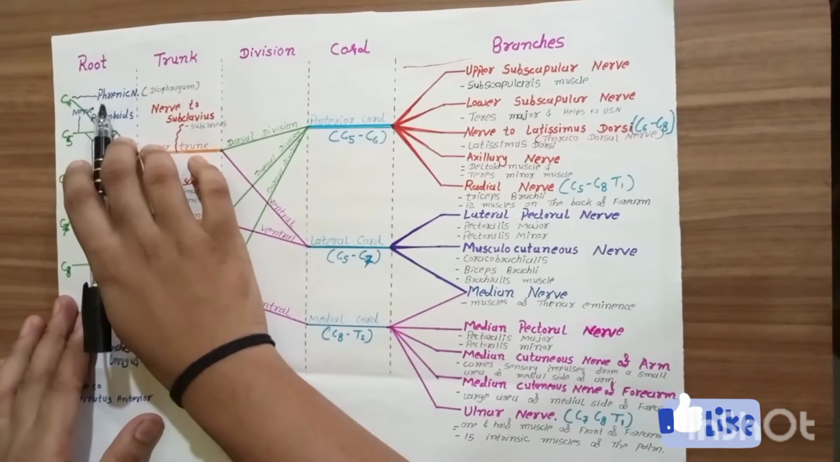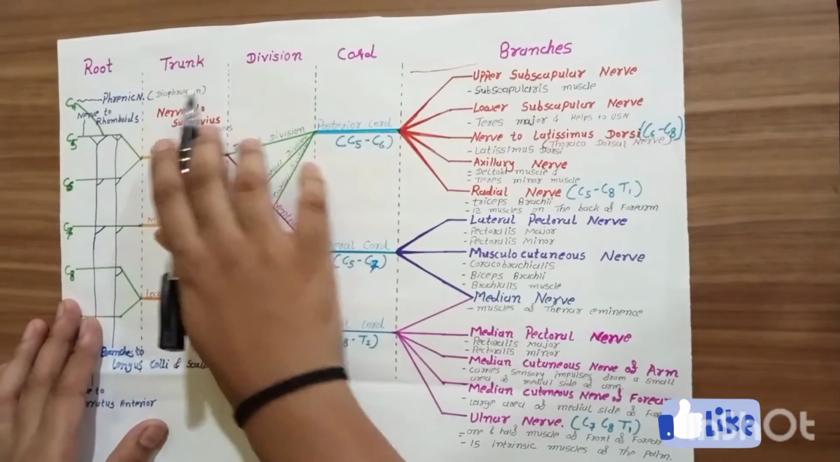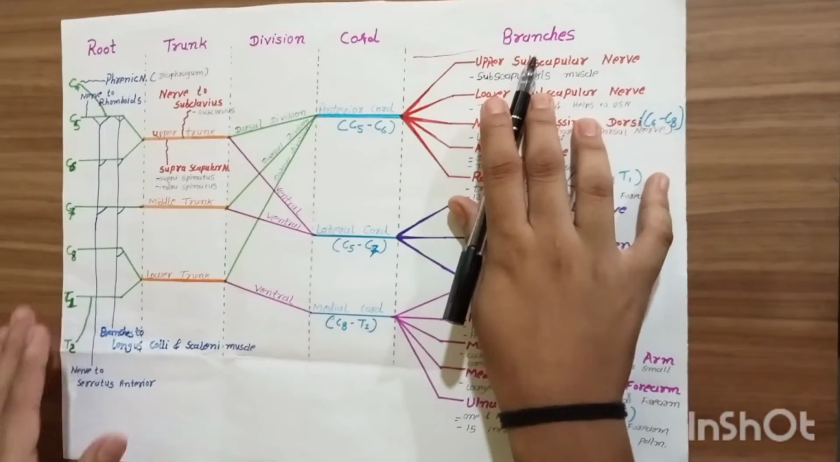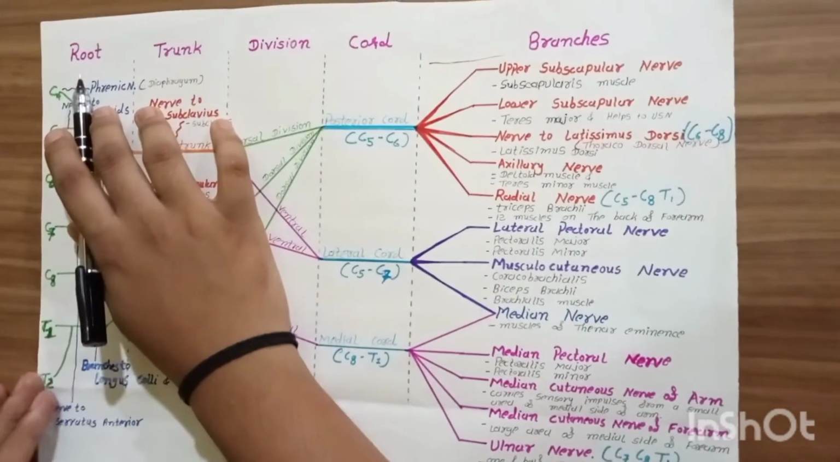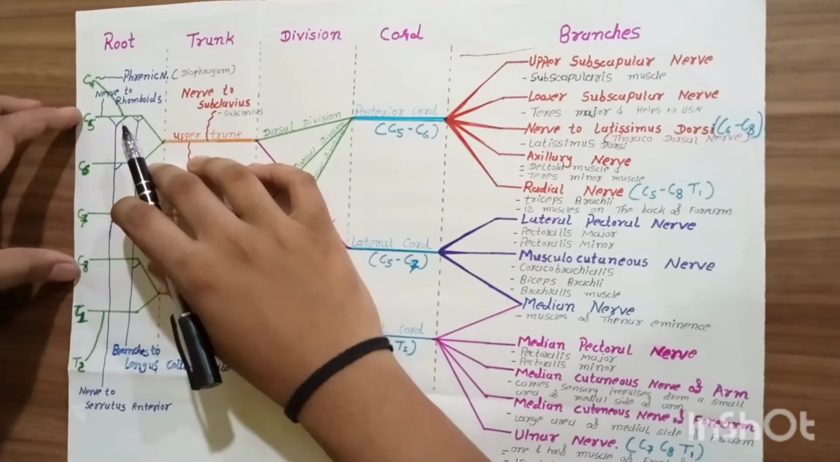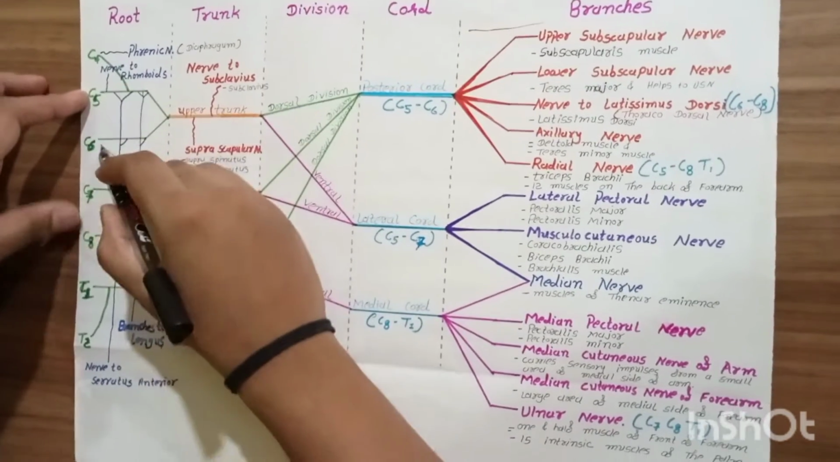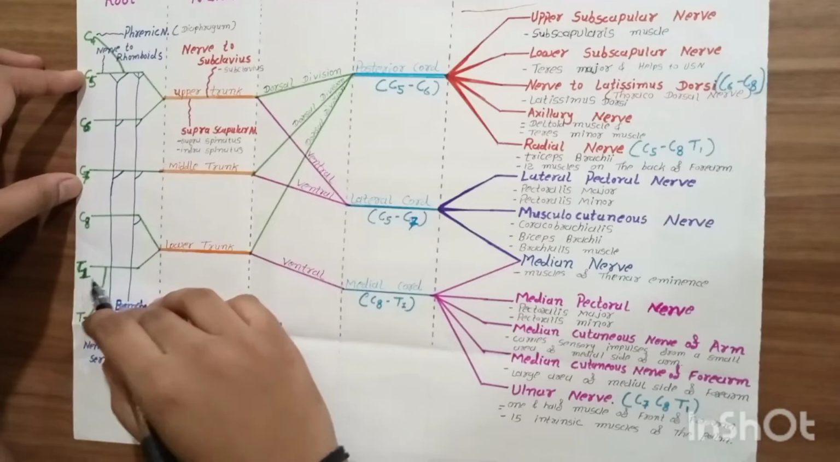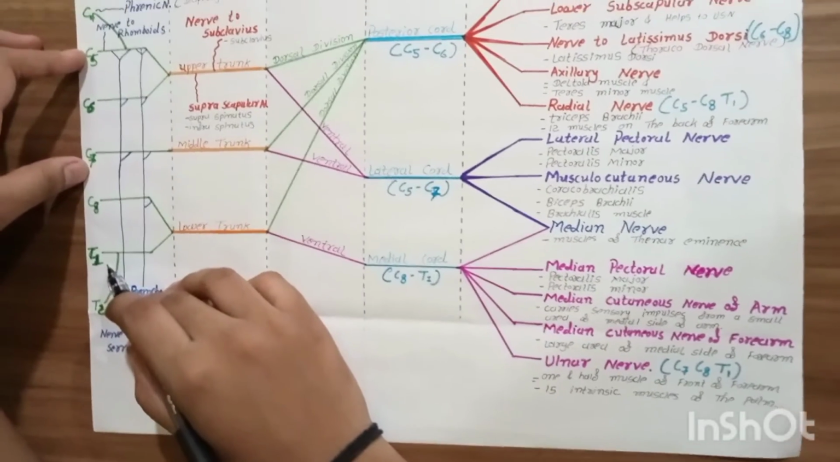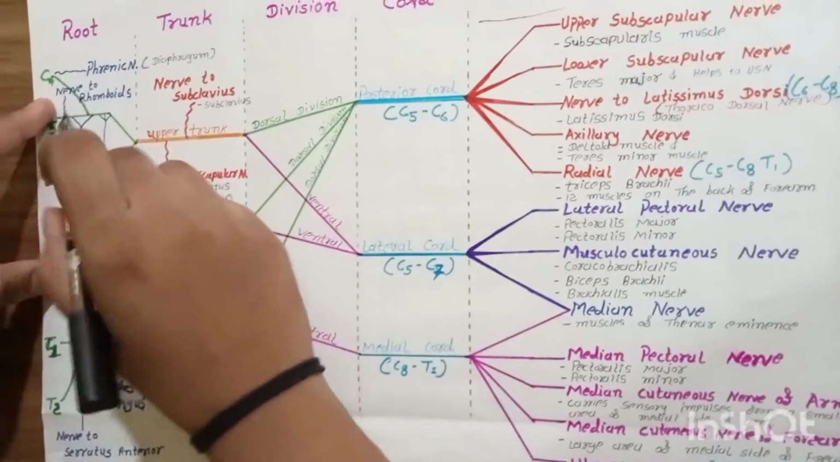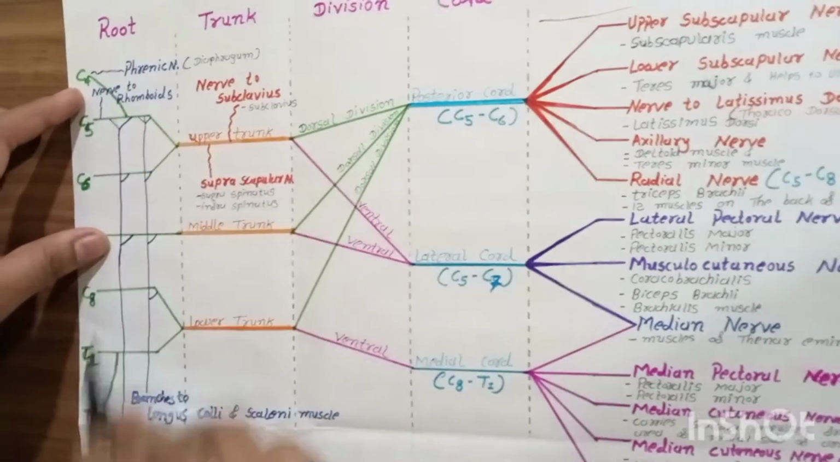There are 5 parts of the brachial plexus: root, trunk, division, cord and branches. Roots arise from the spinal cord. C5, C6, C7, C8 and T1 arise from the spinal cord, with a little contribution by C4 and T2.